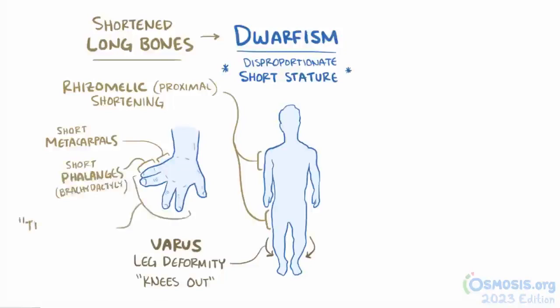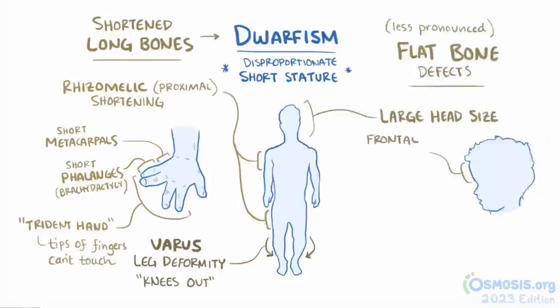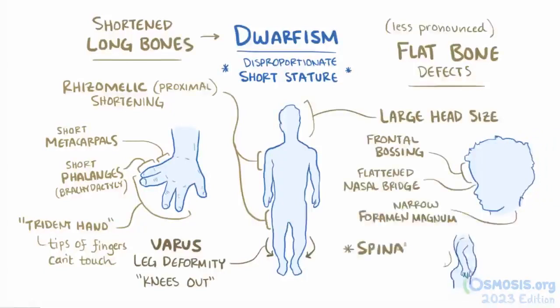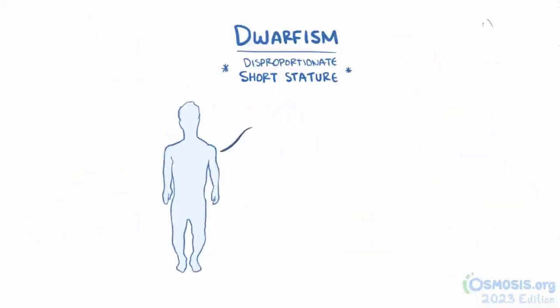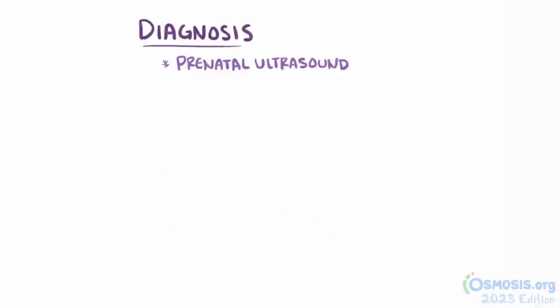When outstretched, the fingers form a shape called a trident hand, where the tips of the fingers can't touch each other. Flat bone defects, on the other hand, although less pronounced, do exist, and can include large head size, frontal bossing, flattened nasal bridge, a narrow foramen magnum, and spinal lordosis. Although there are a lot of changes to the skeleton, a person's other organs, intelligence, lifespan, and fertility are all normal.